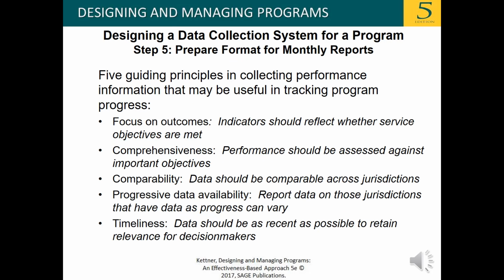Step 5, prepare format for monthly reports. 5 guiding principles in collecting performance information that may be useful in tracking program progress. Focus on outcomes. Indicators should reflect whether service objectives are met. Comprehensiveness. Performance should be assessed against important objectives. Comparability. Data should be comparable across jurisdictions. Progressive data availability. Report data on those jurisdictions that have data as progress can vary. And then timeliness. Data should be as recent as possible to retain relevance for decision makers.